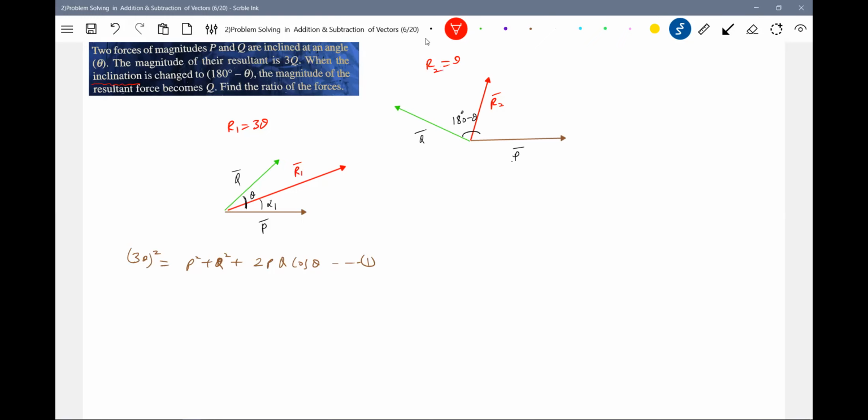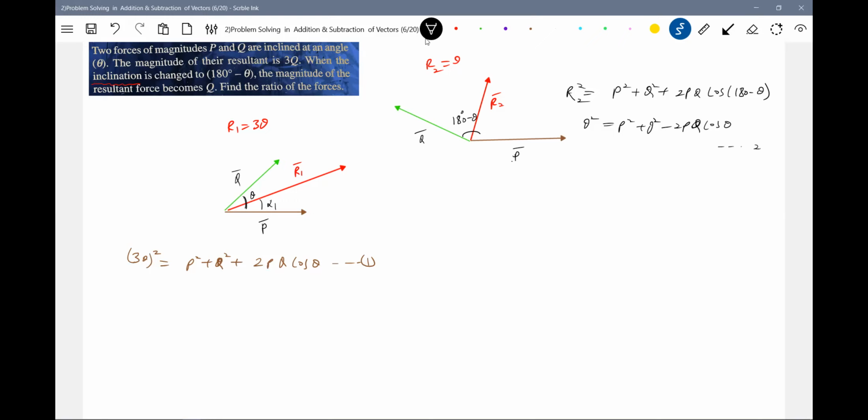Now what is R2? Here, how we solve this: R2 square is equal to P square plus Q square plus 2PQ cos of 180 minus theta. This will become only Q square. Cos of 180 minus theta is minus cos theta. So Q square cancels, P cancels, and we'll get the value of cos theta. Shall we add these two instead? I think that's better. We'll get a relation between P and Q.